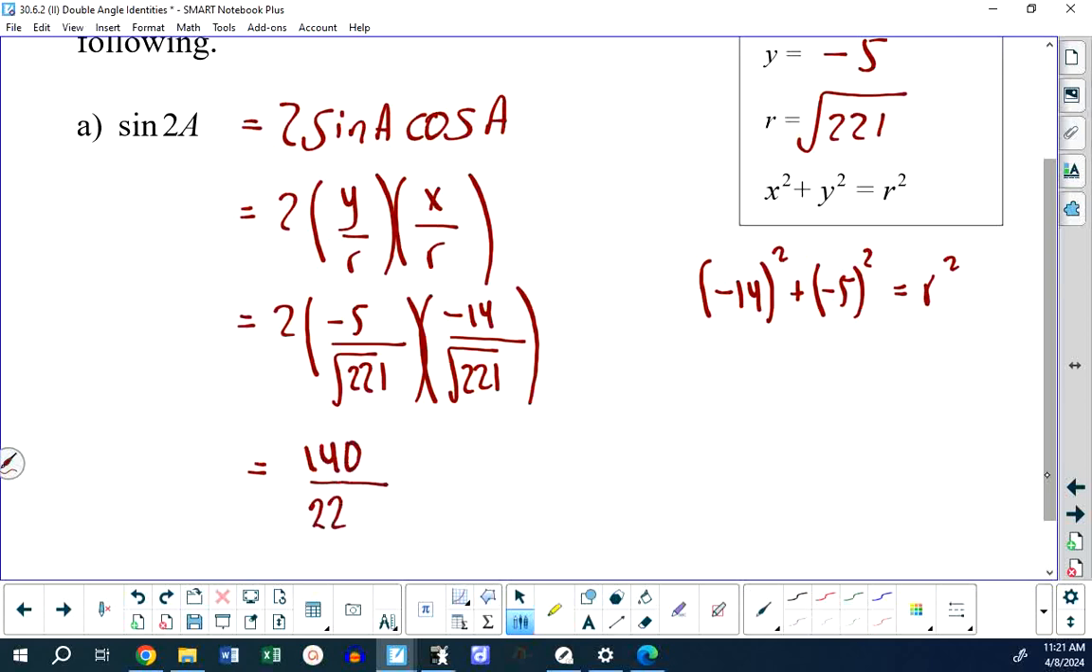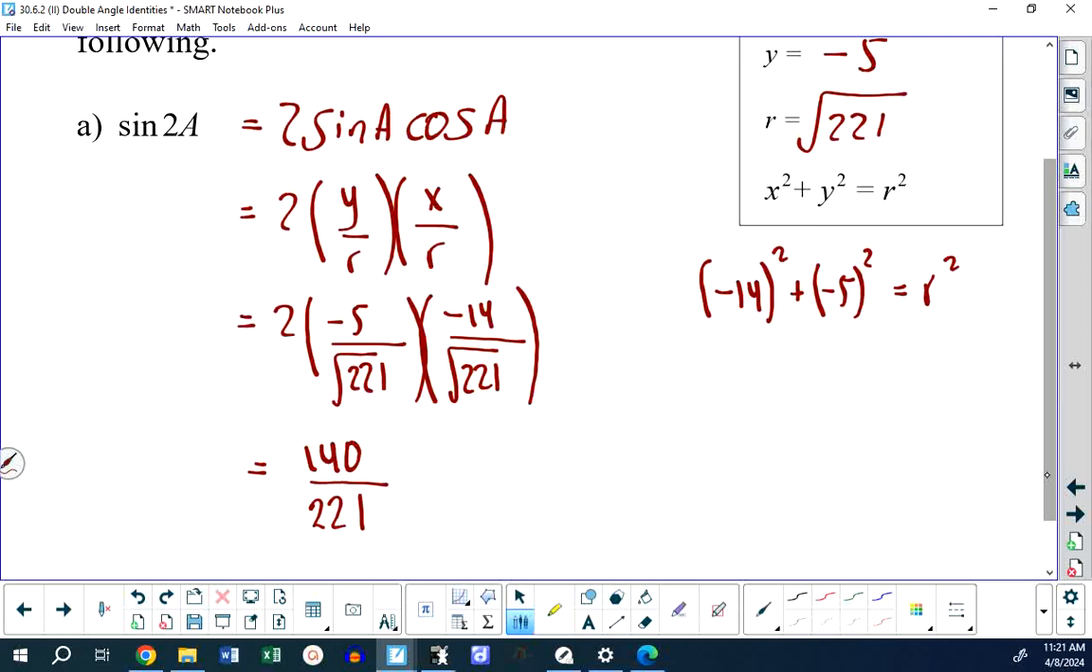over root 221 times root 221, which is 221. I don't think there's any factors of 221 that are factors of 140. In fact, now that I think about it, I think 221 is probably a prime number. I don't think it's divisible by anything other than 1 and itself. Anyway, that's the answer. Any questions with 2a?